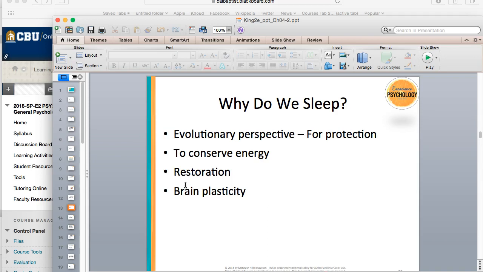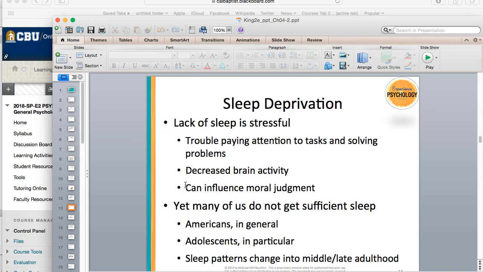These are all things that I just touched on, and how it has a huge impact on who we are and our well-being and our health and our energy. So sleep deprivation. Everyone knows that when you don't get enough sleep, there's so many things that can go wrong. So lack of sleep is very stressful. And I can't stress this enough. Sleep is very important. So trouble paying attention to tasks and solving problems. Decreased brain activity, and it can also influence moral judgment.